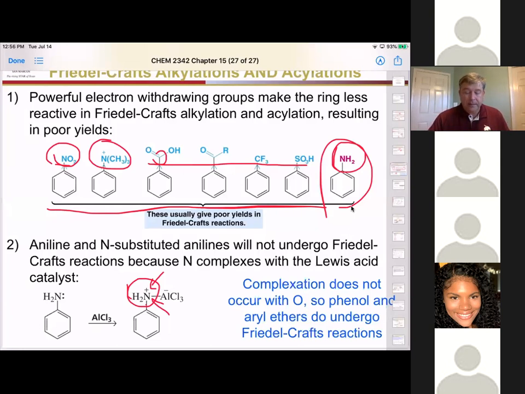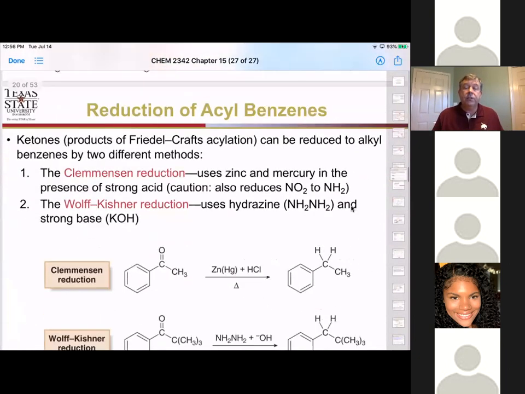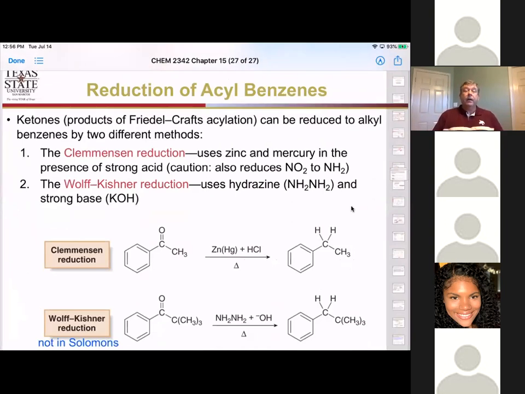So if we wanted a long straight chain on there, what we would want to do is create the ketone first and then take away that carbonyl portion of it and turn it into a CH2. And we have two opportunities to do that. We have two reactions. One of them is in the book and one of them isn't, but it's a very common one. The first one I want to discuss is called the Clemmensen reduction.